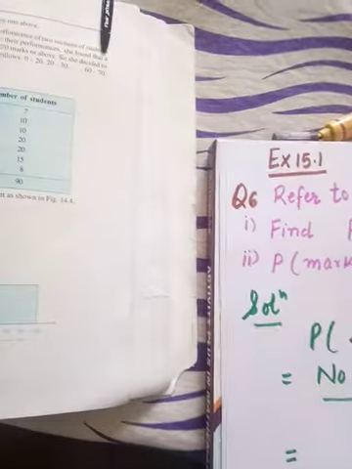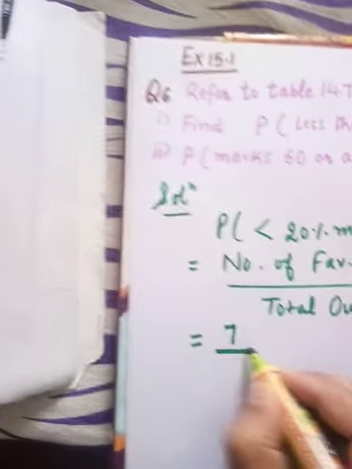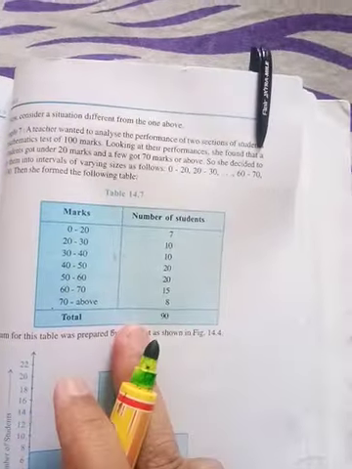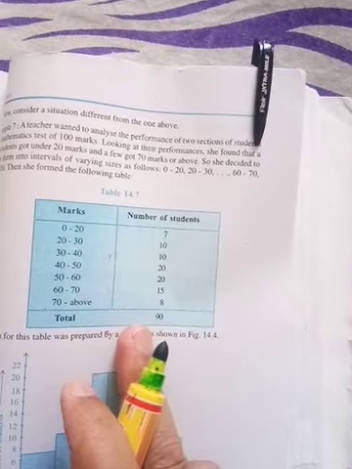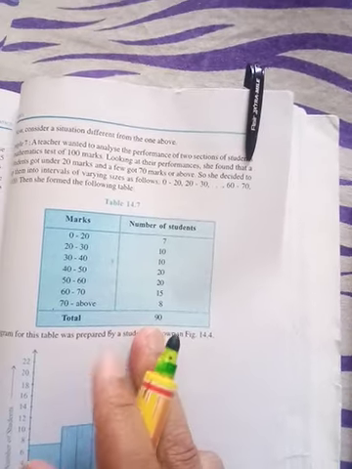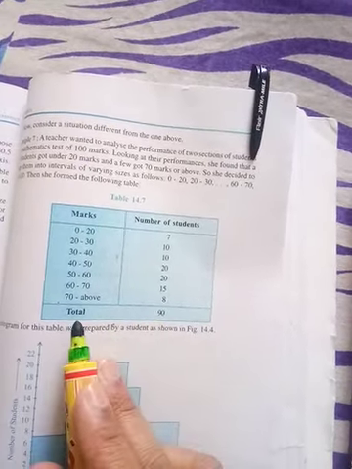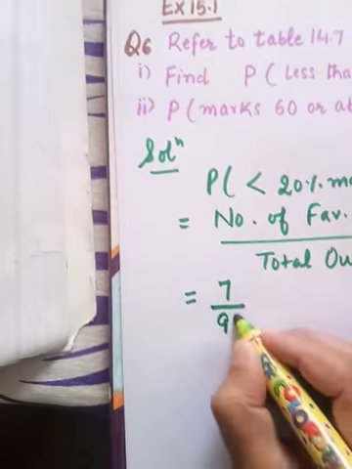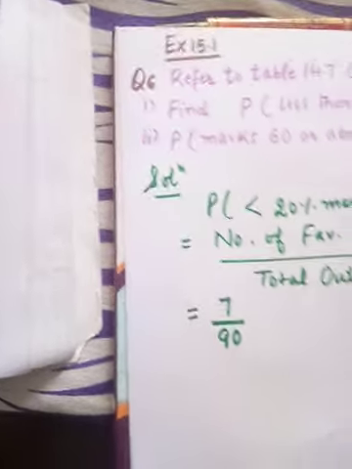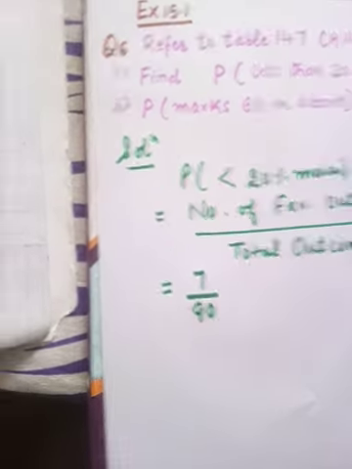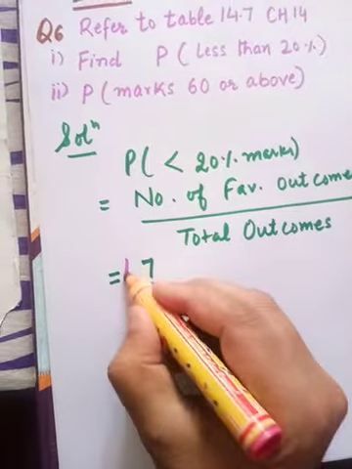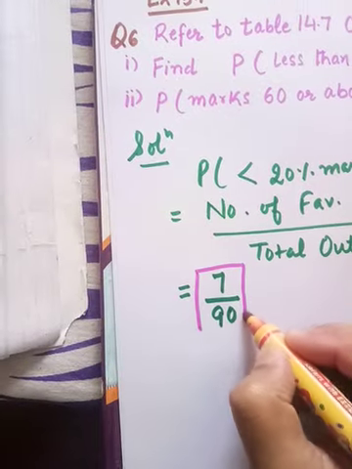So we can write here the favorable outcomes 7, and out of how many students were there for that particular exam or test? There were 90 students. It's given there at the last, total are 90. So total outcomes are 90. So 7 out of 90. Children, now I think this is in the lowest terms, so we can't do any further cancellation. So this is our answer.